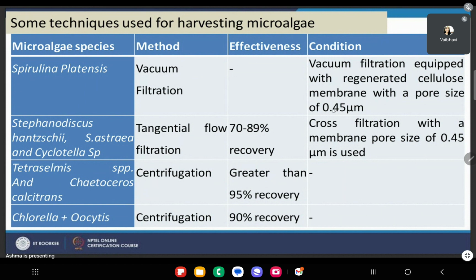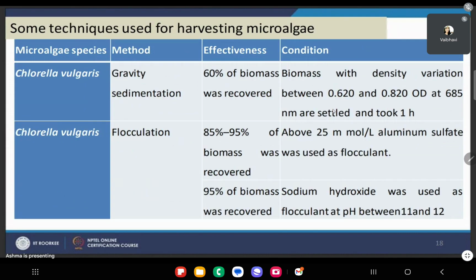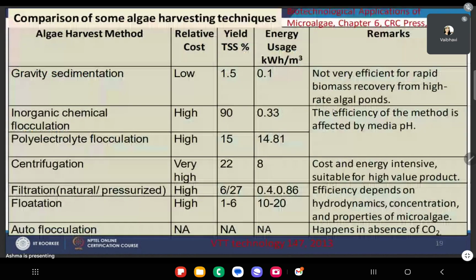Here are the different species of microalgae and the different methods and conditions applied for their harvesting. Here is the comparison of some microalgae harvesting techniques.